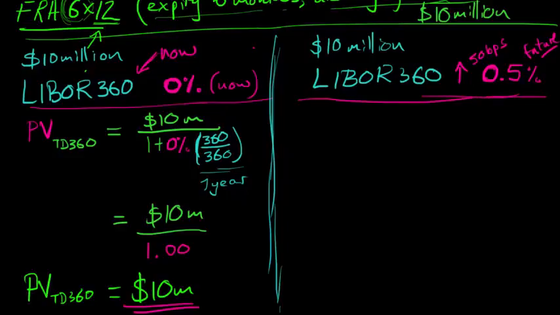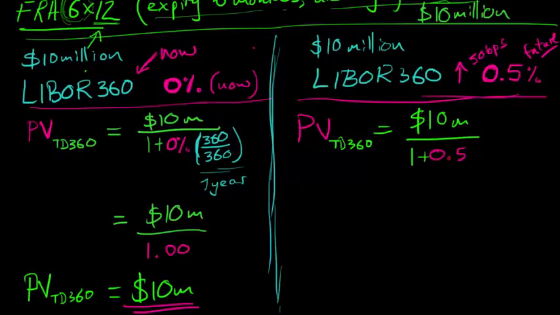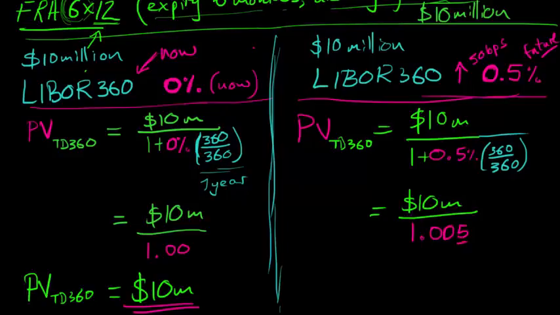Okay, so let's work through the new present value. The present value at that time, of a time deposit of 360 days will be equal to the $10 million. So it's the same calculation, $10 million discounted by 1 plus the rate, 0.5%, multiplied by 360 over 360, so it's 1 year, and that will be equal to $10 million. 0.5% multiplied by 1 will be 0.5%, so the value we've got in the discount rate is 1.005. This is 50 basis points at 0.5%.